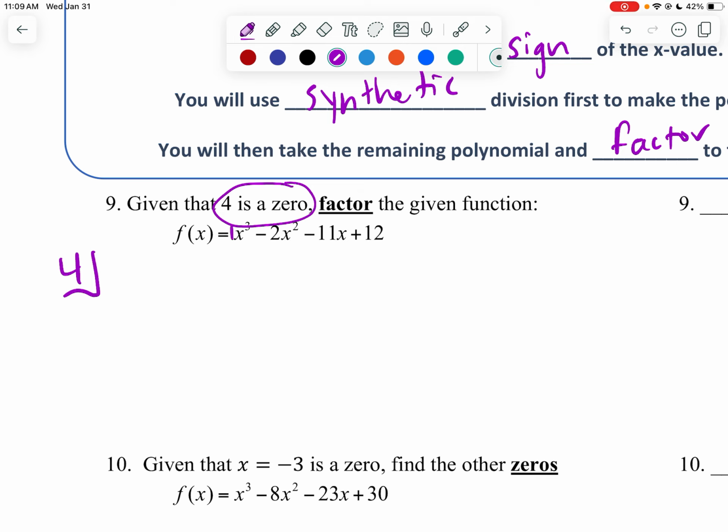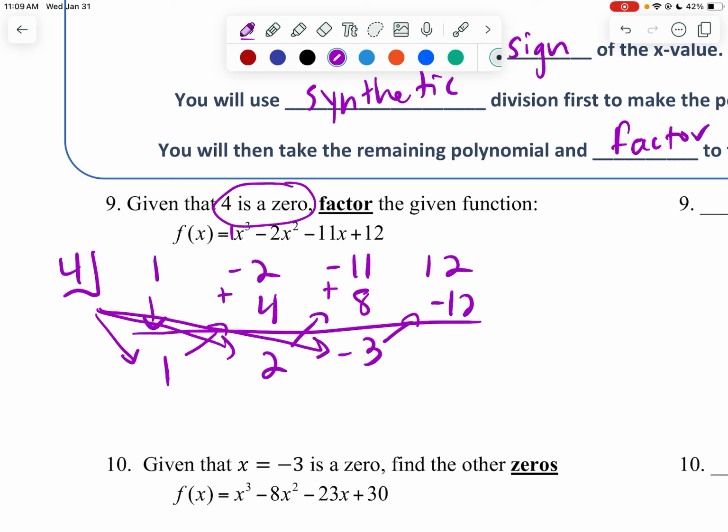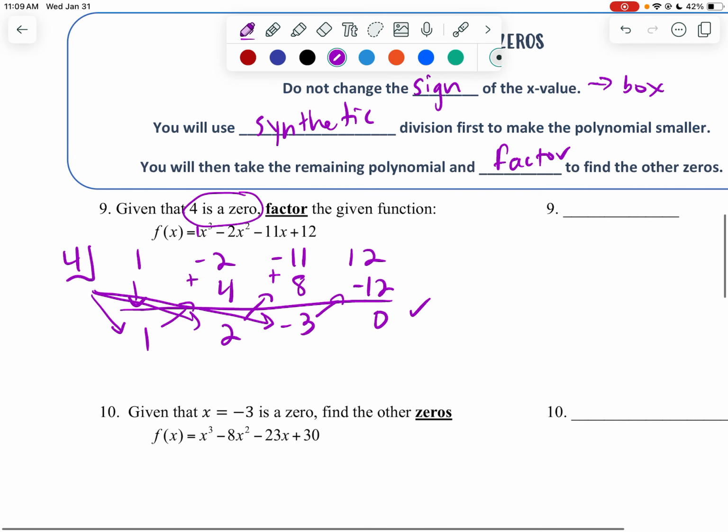All right, let's do synthetic division. Bring down the first number, multiply, add, multiply, add. Remember, you can always pause me and catch up if I'm going too fast. You should get a remainder of 0 for these. When you're given something to start with, you should get a remainder of 0. Then just like the last question, this will start x squared, x, constant, remainder.